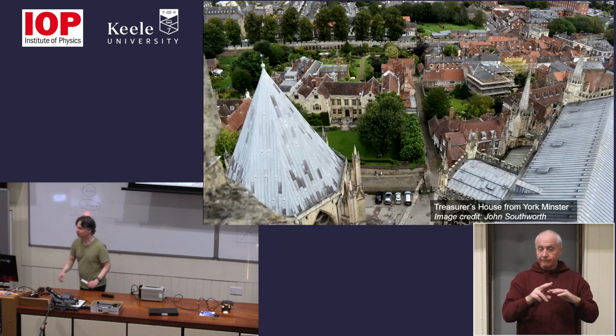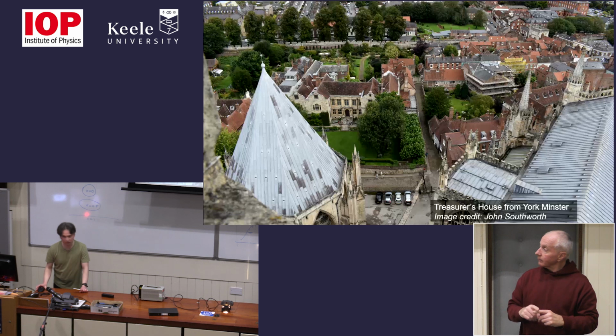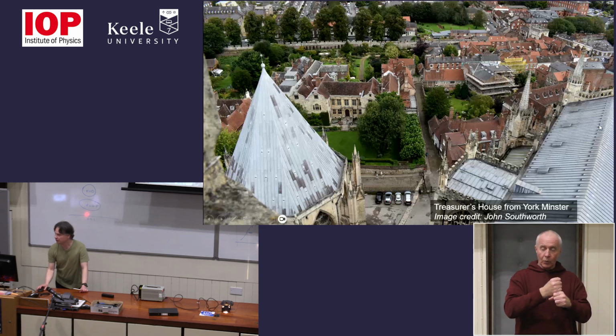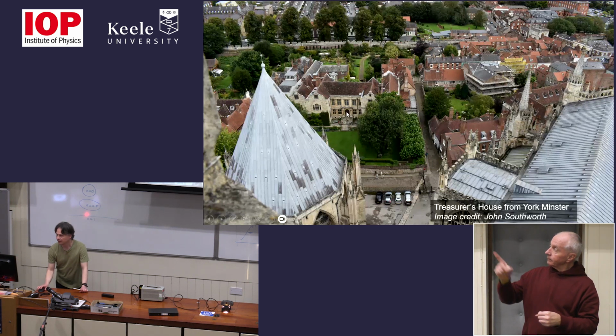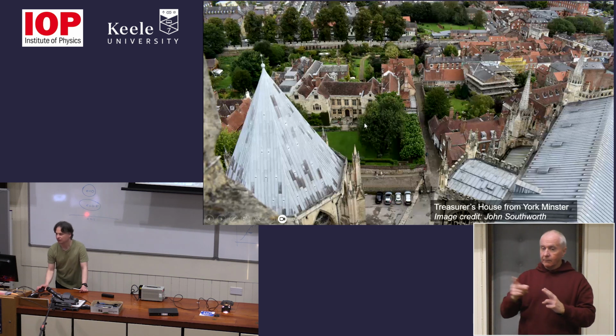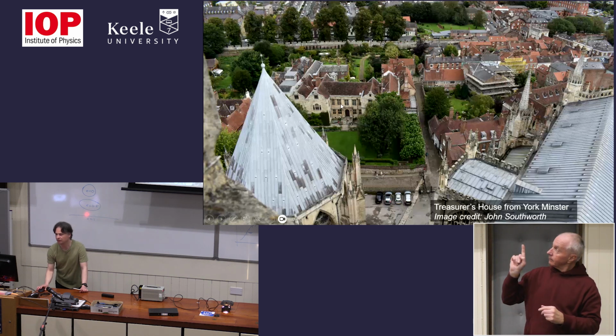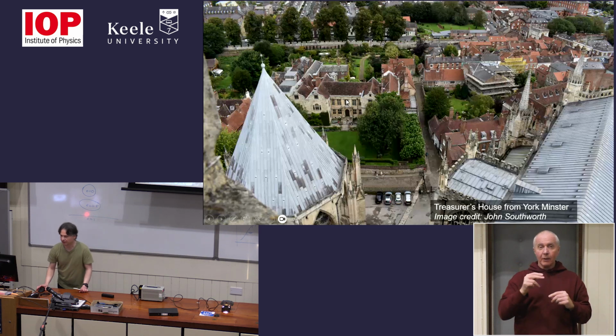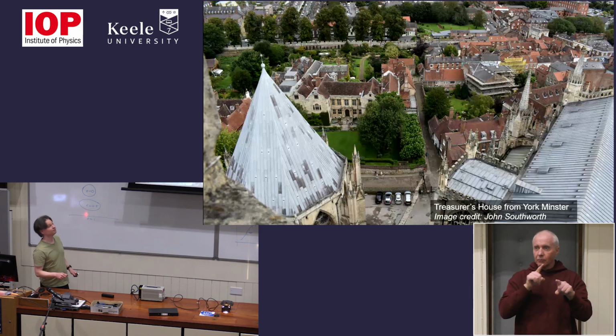And if you want to, you can go there now, and you can go around this house. This is the Treasurer's House. This is a picture that I've taken from the top of York Minster. That is the nave over there. This is the chapter house. Here is the Treasurer's House, and that is a window he observed from. Somebody's written an entire scientific paper trying to work out which window it was.